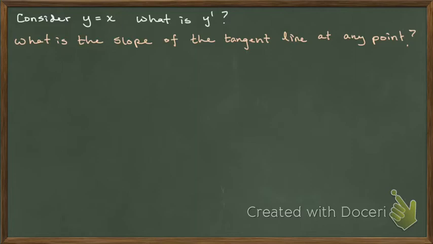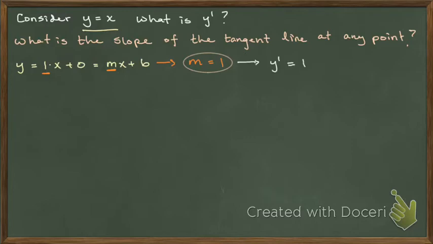And I want to then think about this function in the context of slope-intercept form, mx plus b. Y equals x can be written as 1 times x plus 0, in which case I can see the slope, my m, is just going to be 1. The slope of y equals x is 1 for any x. So that means the derivative of my function is 1 for any x. Okay? Or d dx of x is just 1.